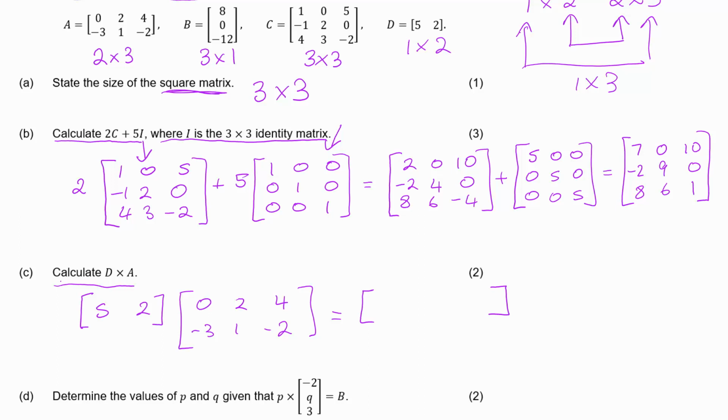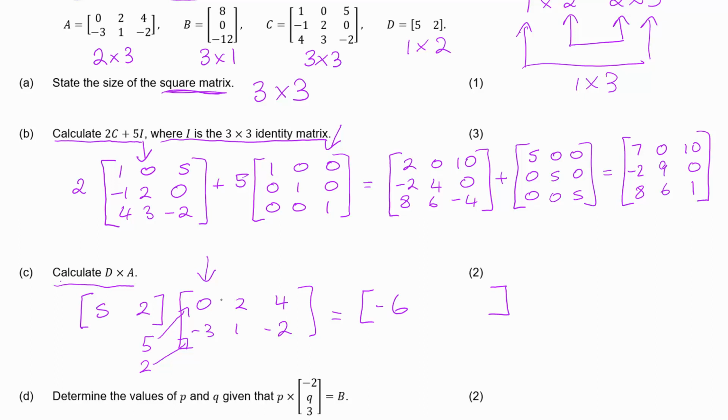So we need to start with the 5, 2 being multiplied by 0, negative 3. And we do this by turning the 5, 2 sideways, so it goes in this way round. So we do the 5 multiplied by the 0, which is 0, and the 2 multiplied by the negative 3, which is negative 6. 0 add negative 6 is negative 6.